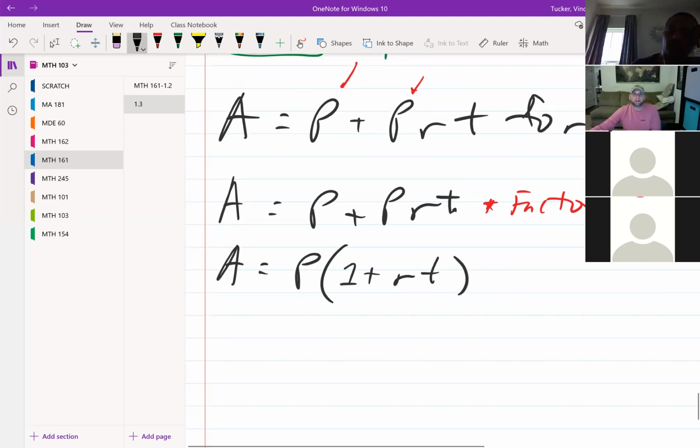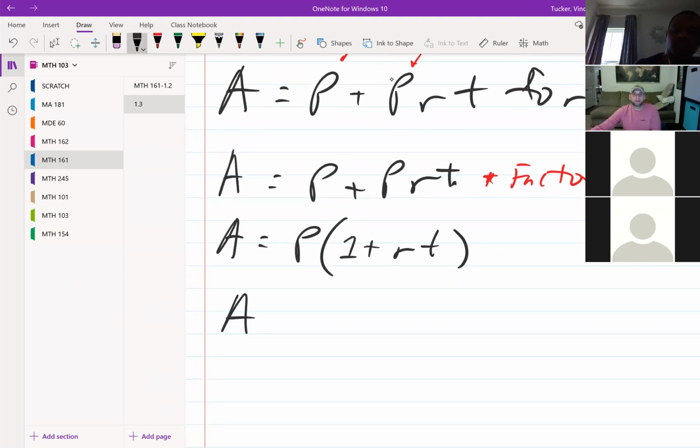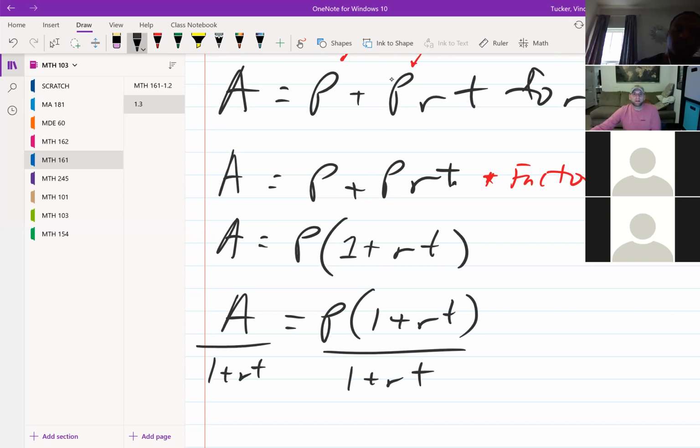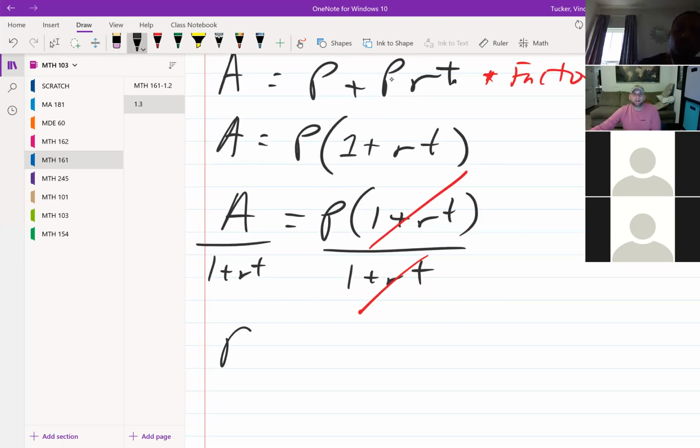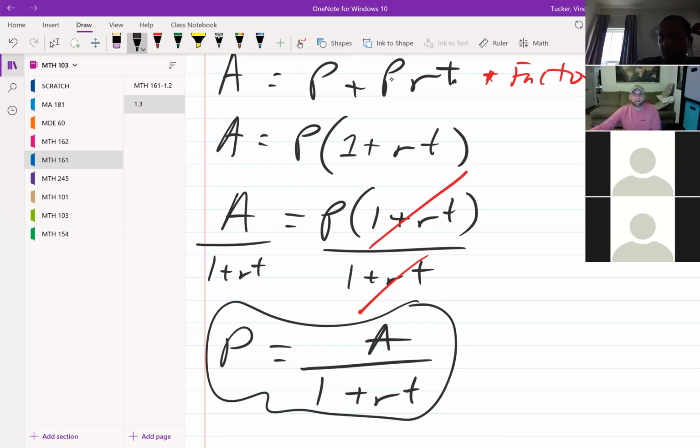So now if I want to finish this off, I can divide both sides by 1 plus RT. And so P is equal to A over 1 plus RT. And that's it.